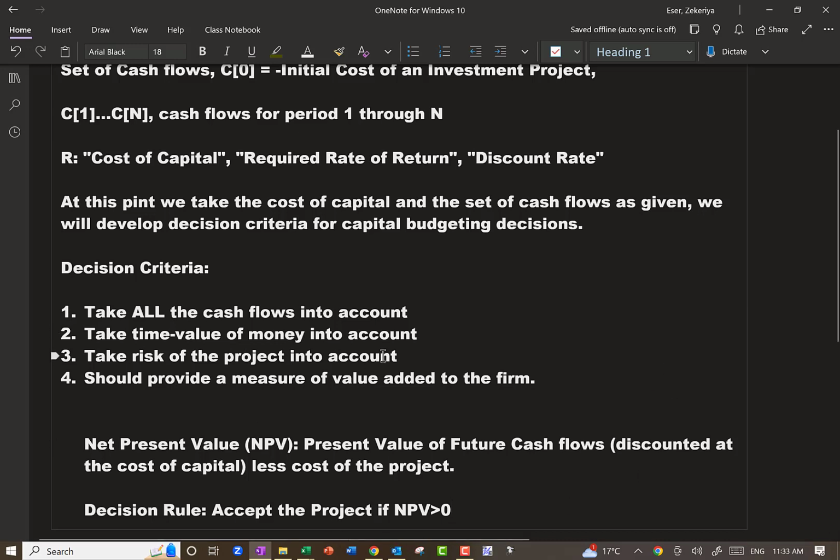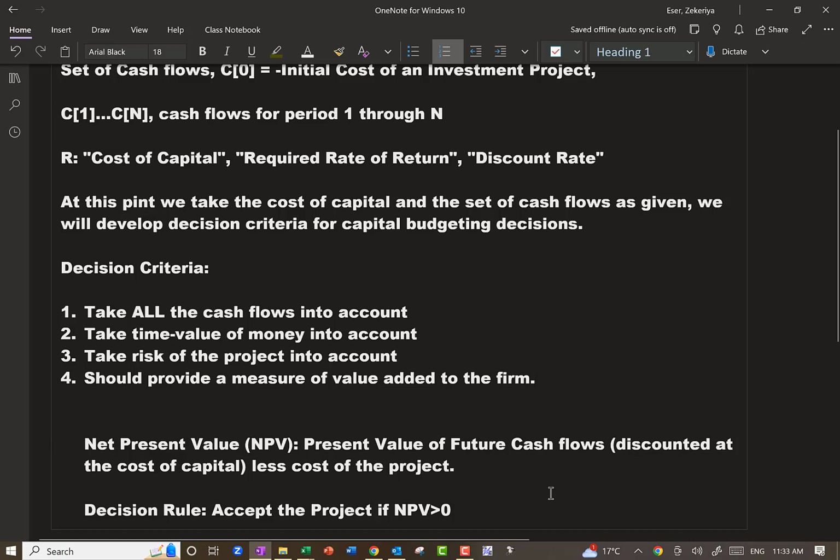Does it take time value of the money into account? Remember, time value says $1 today is not the same as $1 tomorrow, right? Since we're discounting all the future cash flows, it takes time value of the money into account. Number 3 is kind of a trick question. On the surface of it, we just have one discount rate, but that discount rate should be commensurate with the risk of the project. So it does that, but in a roundabout way.